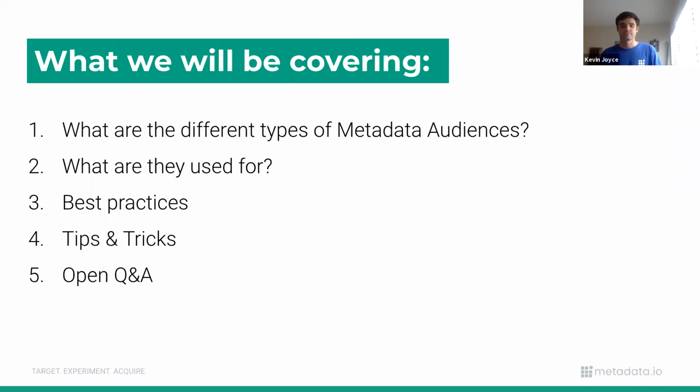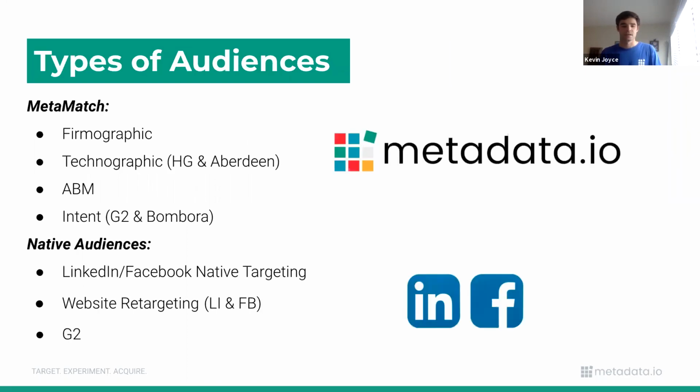So, diving in. There are two different types of metadata audiences, and if you're running campaigns yourself on the platform, I'm sure you're already aware of this. But we have MetaMatch and native targeting. Native audiences use the social channels' data to target prospects, while MetaMatch uses a variety of third-party data sources to find the right people.